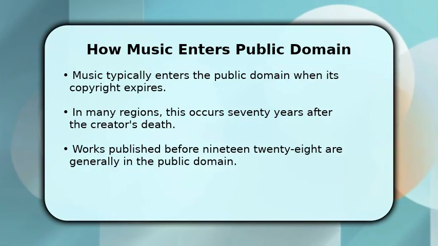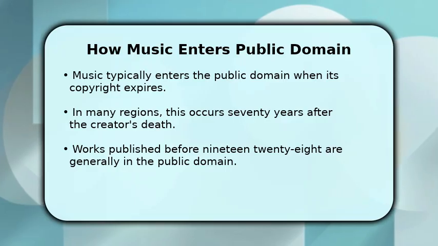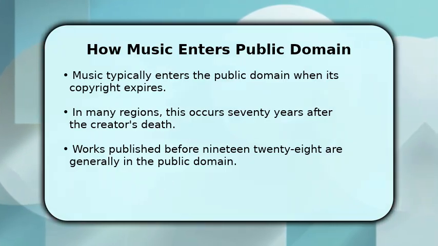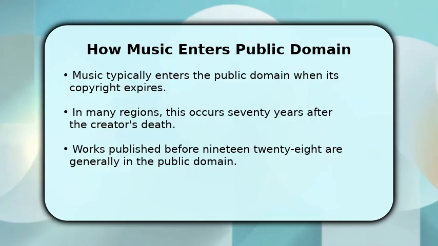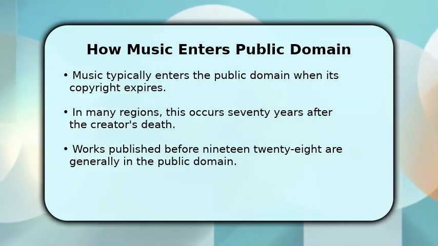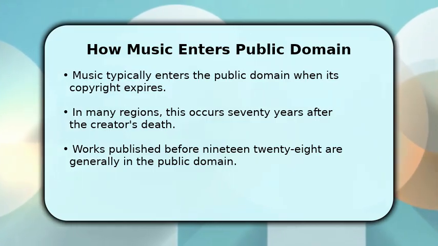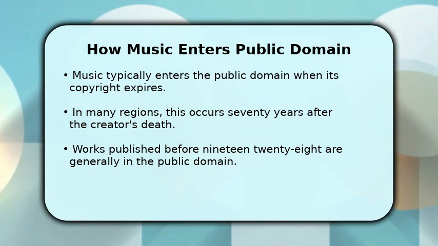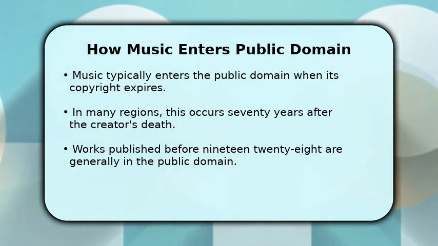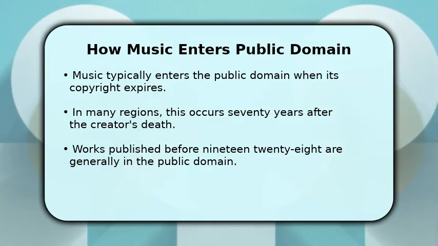Music primarily enters the public domain through copyright expiration. The exact duration varies by country, but a common rule is that copyright protection lasts for the life of the author plus 70 years after their death. For works published before 1928 in the United States, they are generally considered to be in the public domain. Additionally, some creators may explicitly dedicate their work to the public domain, or the copyright holder might fail to renew their copyright, though this is less common now.